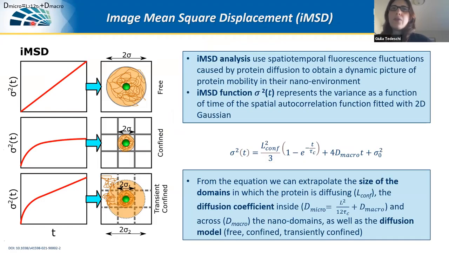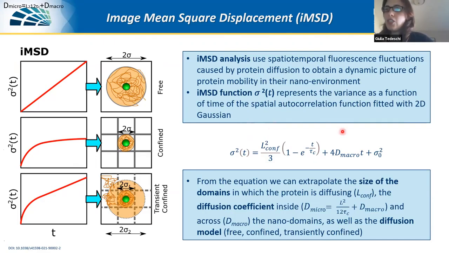Okay, so if you remember, we were saying that our data set will be analyzed with the 3 different techniques. The first one is IMSD, image mean square displacement. This technique, just a brief summary, uses the spatiotemporal fluorescence fluctuation caused by protein diffusion to obtain a picture of the protein mobility in the nano environment.